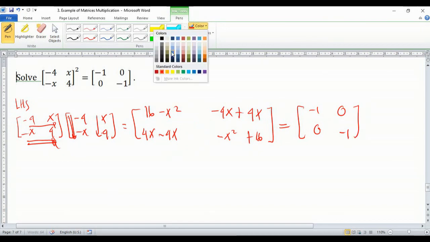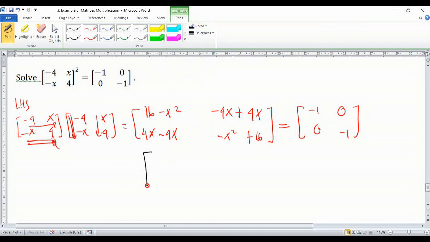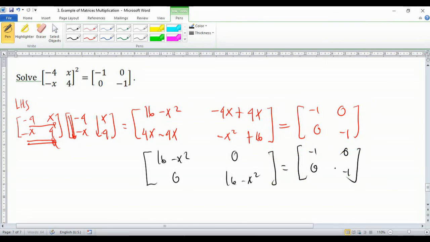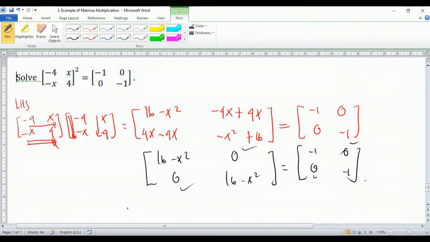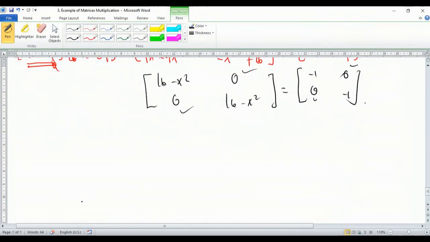Because we continue to calculate them, this one is 16 minus x squared, this one is 0, 0, 16 minus x squared. So this one is equal to minus 1, 0, 0, minus 1. From here, we can see 0 equals 0 is correct, and 0 and 0 is correct. So we can continue, we need to find x because we don't know what the value of x is.